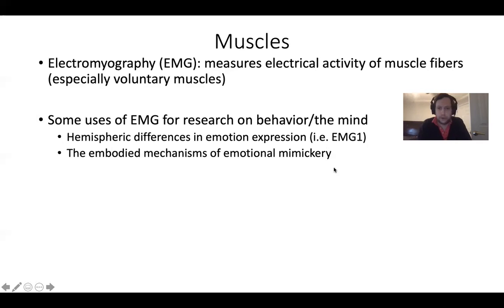And another, which you don't have an article quiz for, but I'll present some of the basic data from this study, is the embodied mechanisms of emotional mimicry or emotional contagion. Basically the idea is that when other people are in an emotional state, they express it outwardly. And one of the ways, in theory, that we understand or maybe even empathize with other people's emotional states is that those parts of the body which they are using to express their emotions, when we see them doing that, part of the way that we understand what they're doing is that those same muscles in us become slightly activated.